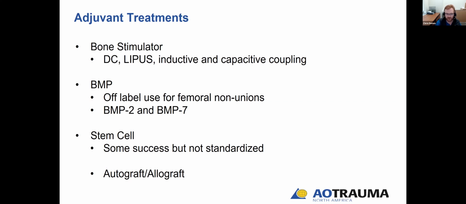It is out there. There is data that supports some of its use. There's also some data that refutes stem cell use. Really, the mainstay and gold standard is autograft application in non-unions. The gold standard place to take it is going to be iliac crest. There's a significant amount of research on the reamer irrigator aspirator, and that's just as effective as iliac crest. Wherever you take your bone graft, whether you use RIA or iliac crest, you've got to talk to patients about that. They all have their associated morbidity.